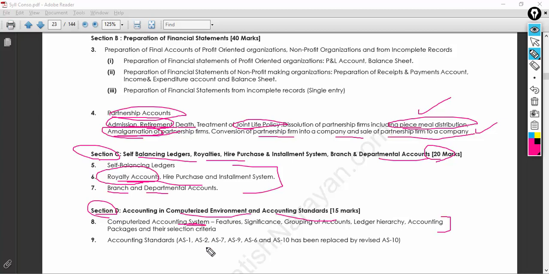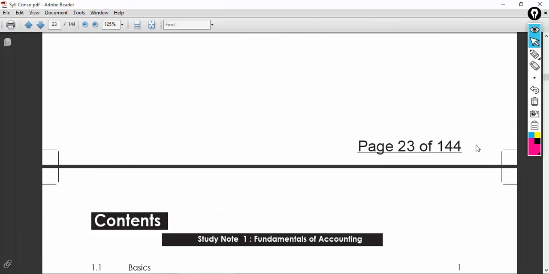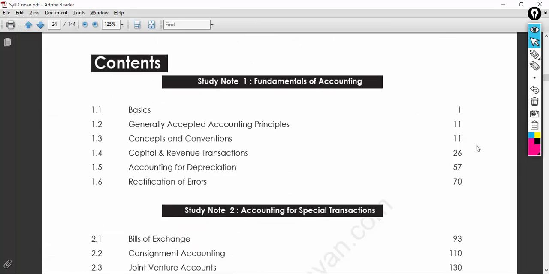You also need to know some of the accounting standards: accounting standard 1, 2, 7, 9, 6, 10. These two are replaced with accounting standard 10. So you should know financial statements, inventory, all those things you have here. The cash flow statement we don't have here. All these things you need to prepare as per the requirement from the examination point of view only. Do not worry whether you need to know completely or not; that is an irrelevant factor from the examination point of view.